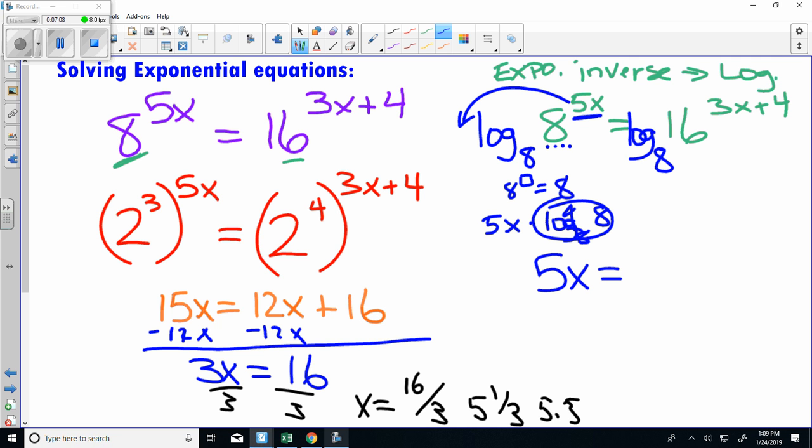Now on this side, you have log base 8 of 16. This is where, if you do not have a calculator that can enter that, then you have to do log 16 divided by log 8. Or you can use ln.